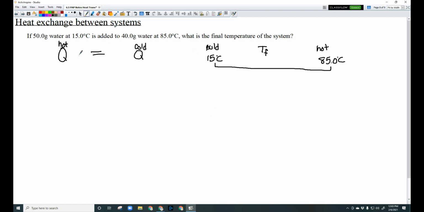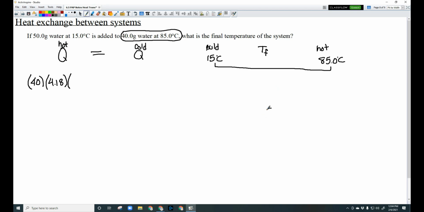All right, so let's take the mass of the hot water. We have 40 grams of the hot water, okay? And the specific heat of water is 4.18 joules per gram degrees Celsius, okay? And then we have the temperature. Well, we don't know what the final temperature is, but we do know that it's going to be lower than 85 degrees. So if you're going to calculate the change in temperature, I'm just going to make something up here.